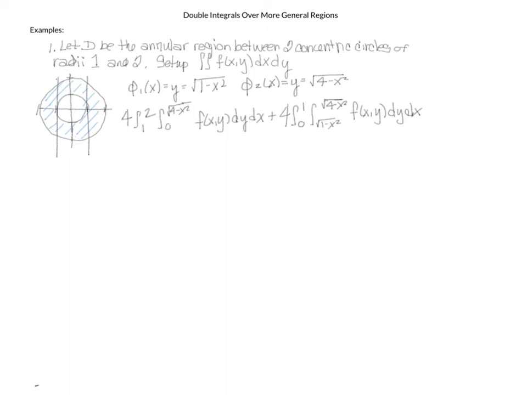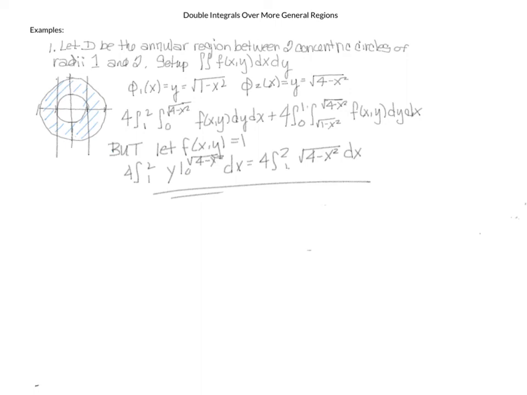However, there's still a problem. Normally at this point I would tell you, now that the integral is set up, you can do the integration and the arithmetic, except that there is a problem. Let's take for example, f of x, y is equal to 1. Then you would have the 4, the integral from 1 to 2, and if f is equal to 1, you integrate and you get y, and you plug in 0 and the square root of 4 minus x squared. So then this is what you integrate with respect to x, but this is not integrable.